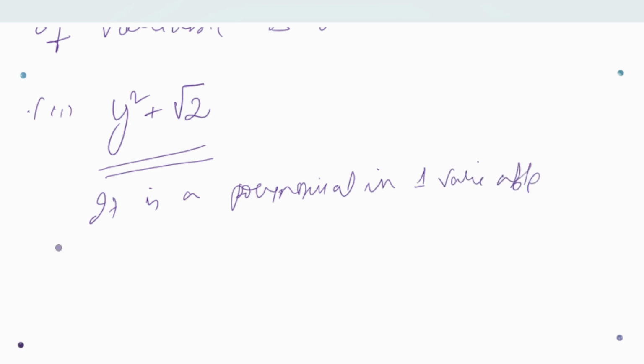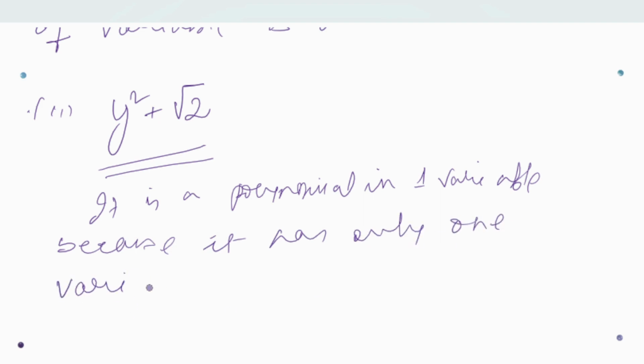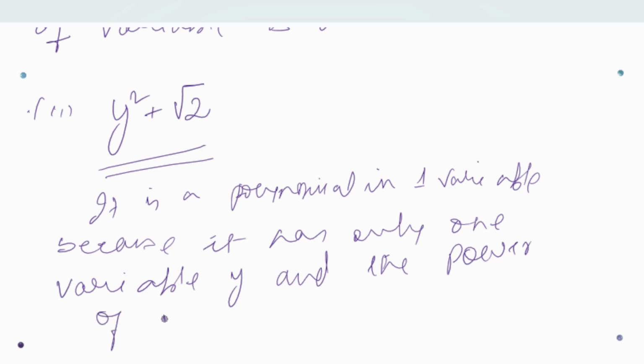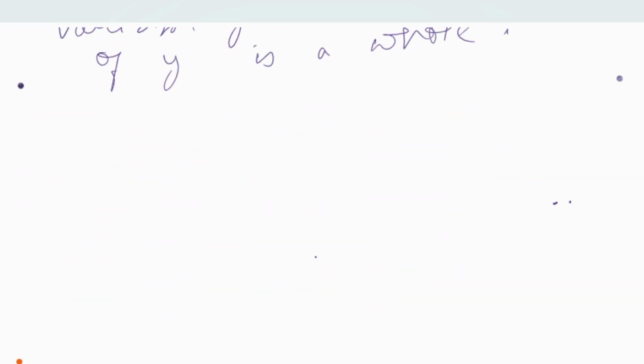Okay, same reason, because it has only one variable y and the power of y is a whole number. Is it clear? Do you understand? Let's do number 3 if you understand this one.